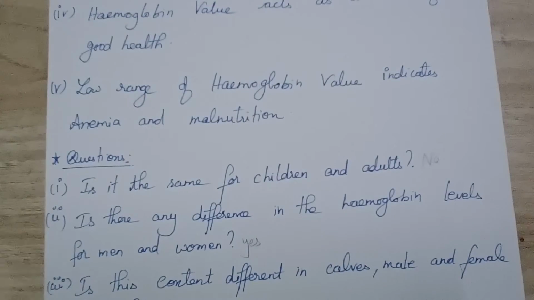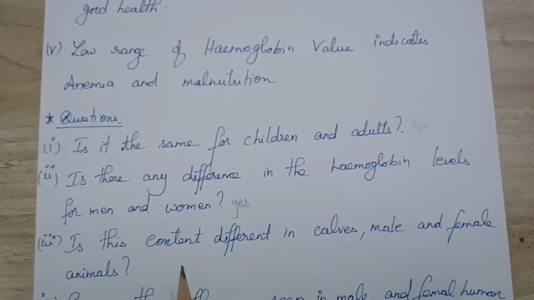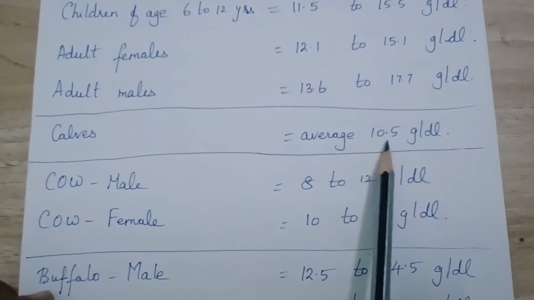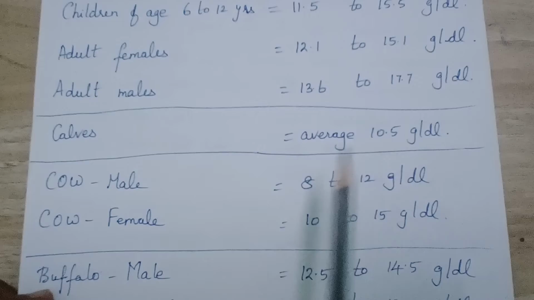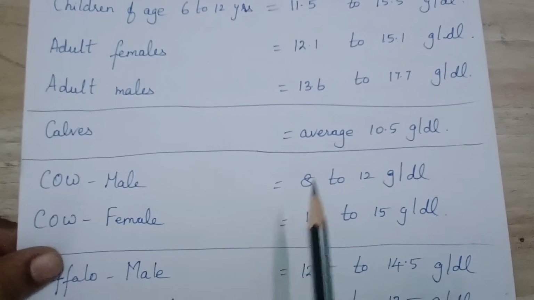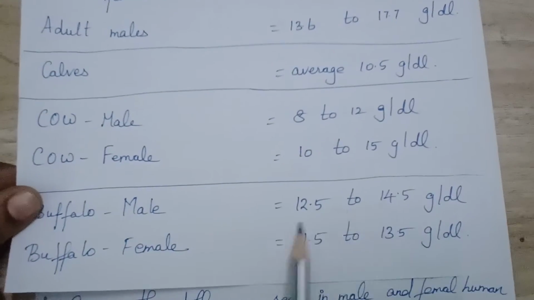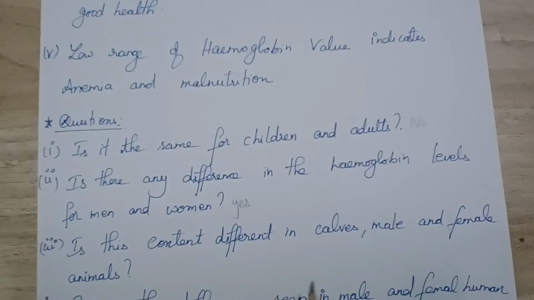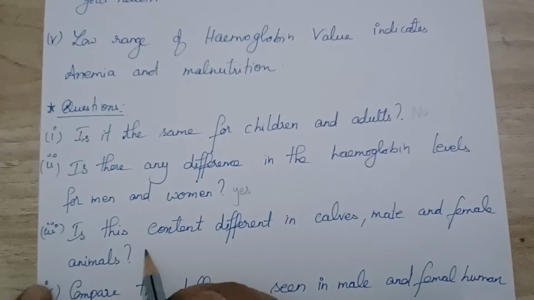Is this content different in calves, male and female animals? Yes. In the case of animals also it differs. See, for the calves the average value of hemoglobin is 10.5 gram per deciliter, whereas in male and female it differs: 8 to 12 and 10 to 15, and also for buffalo it differs. So is this content different in calves, male, female animals? Yes.